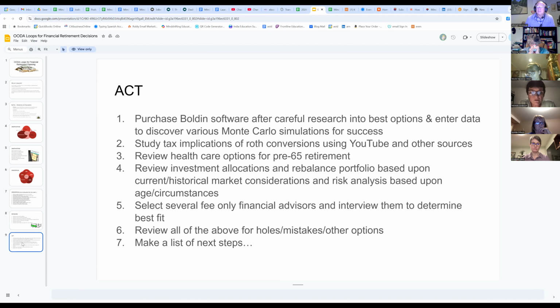is actions. What actions have I taken? I have decided to purchase a software after careful research and looking at all the options. And I've also begun to study tax implications of Roth conversions. I've looked at several healthcare options for pre-65. There are a few available other than ACA, by the way. I'm looking at my allocations and rebalancing our portfolios, and I'm looking at several fee-only financial advisors to find out my best fit. And I'm looking for holes and mistakes and other options and making some lists for next steps.